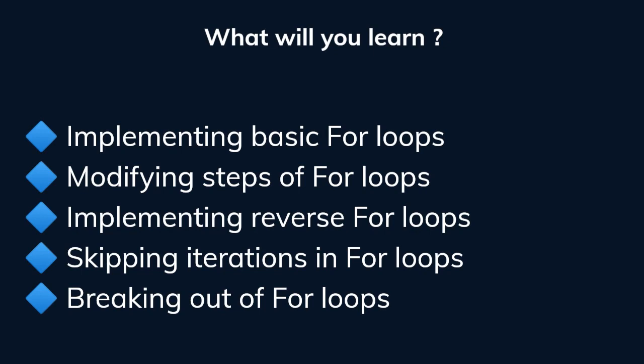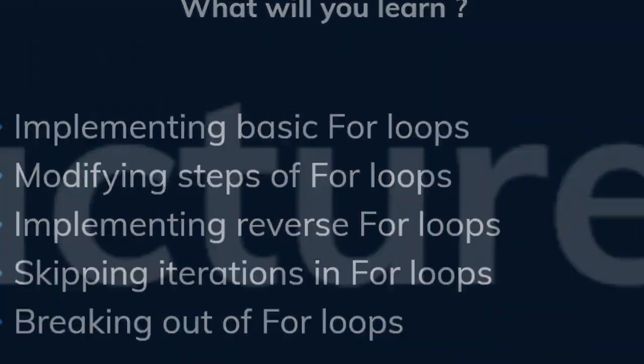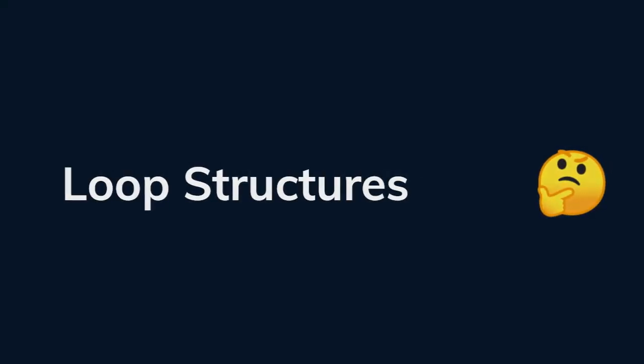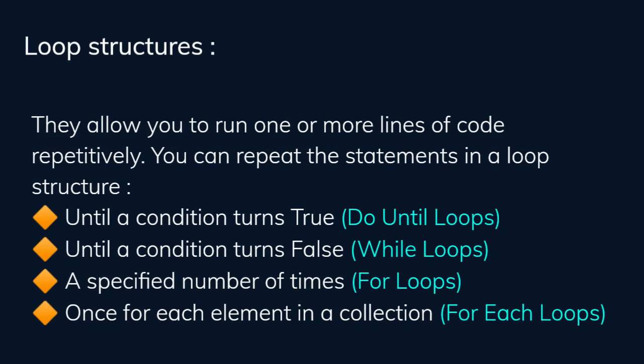In this video, we'll be discussing another fundamental part of Visual Basic programs, which are for loops. Now, what exactly are these loop structures? Well, loop structures allow you to run one or more lines of code repetitively. You can repeat the statements in a loop structure until a condition is true, or until a condition is false, or a specified number of times, or once for each element in a collection.